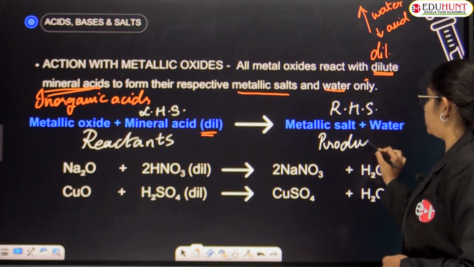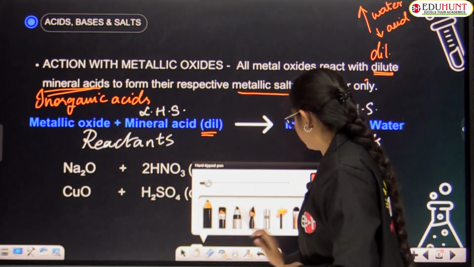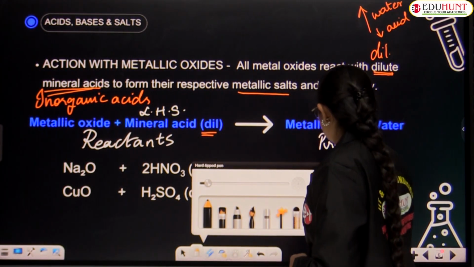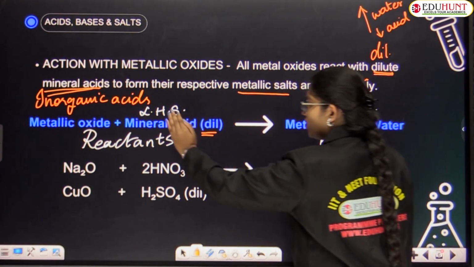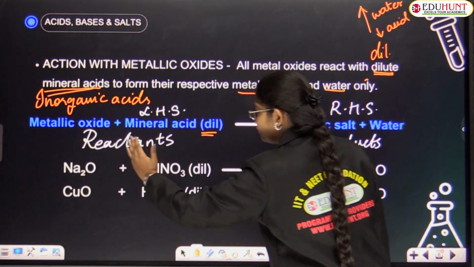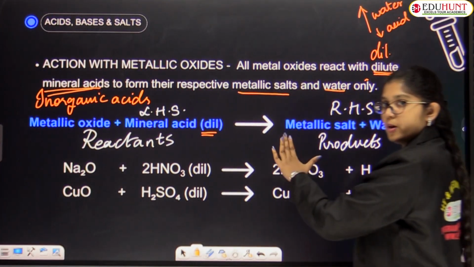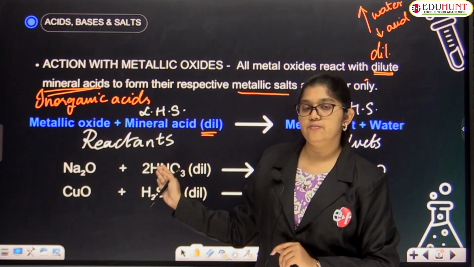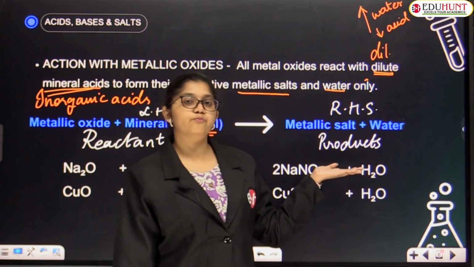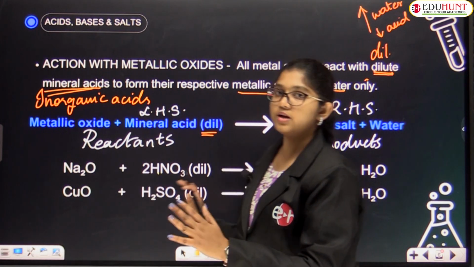So, just see the arrow mark over here, children. The left hand side of the arrow mark is called reactants. These both react to give these both products. Left hand side is reactants, right hand side is products. Okay, children? This is the chemical reaction going on here.